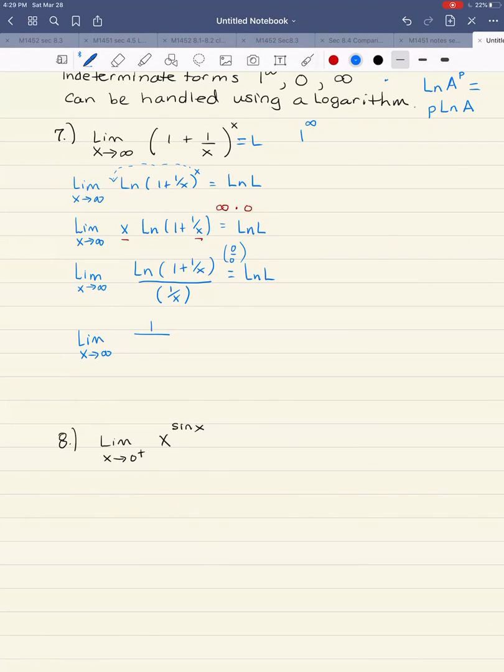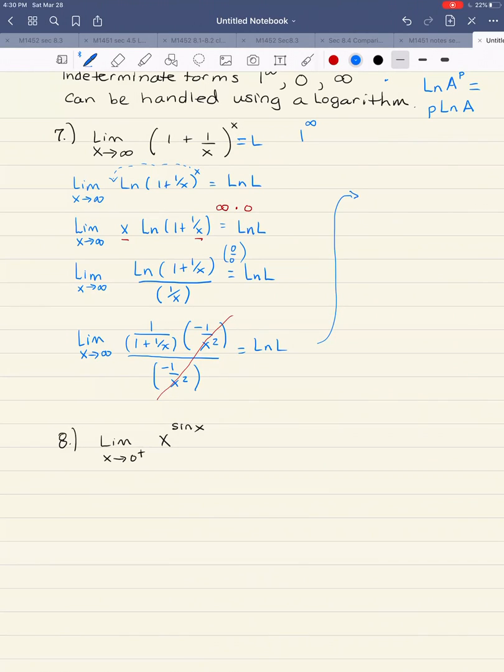Take the derivative of the top. The top is a logarithm. So the derivative of log of u is 1 over u times the derivative of u. So I'm going inside here. The derivative of the 1 is 0. The derivative of 1 over x is negative 1 over x squared. Now we're going downstairs and we're going to take the derivative of the 1 over x there, and again we get a negative 1 over x squared. Those factors cancel right there.